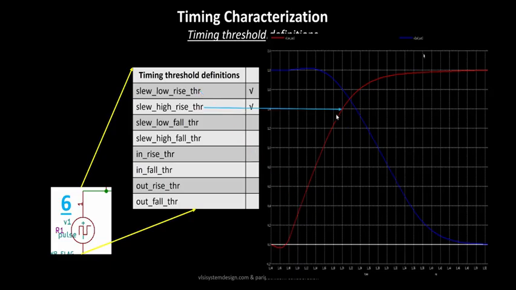The slew high rise threshold comes somewhere over here. Again, for the sake of simplicity, we have kept it 20%. Whenever you want to calculate the slew of this waveform, you just take the point from 20%.